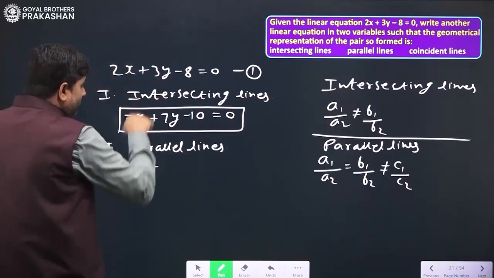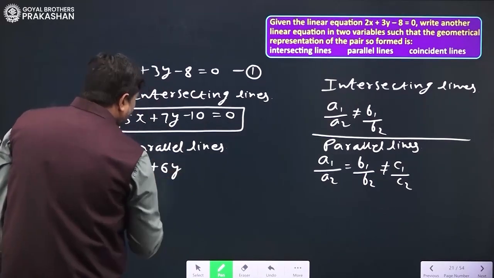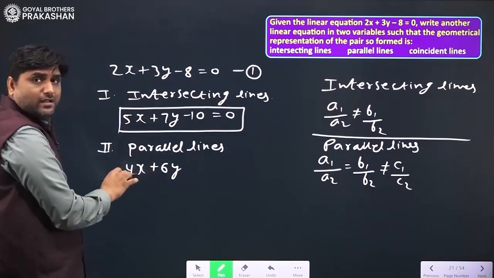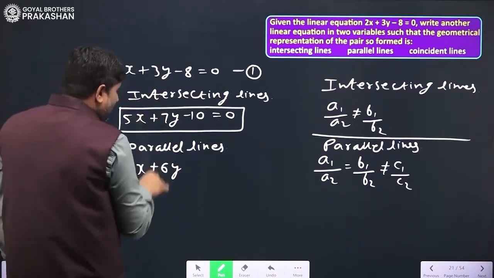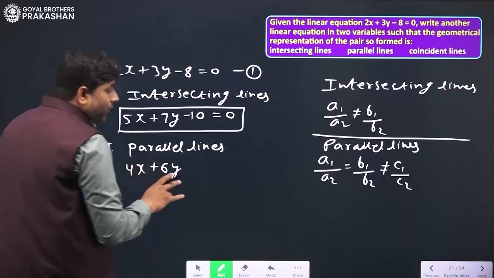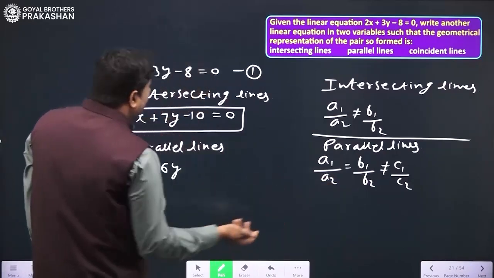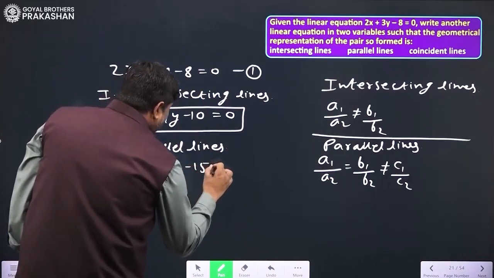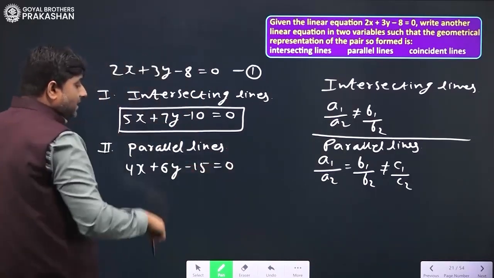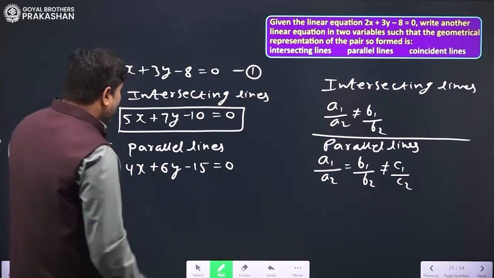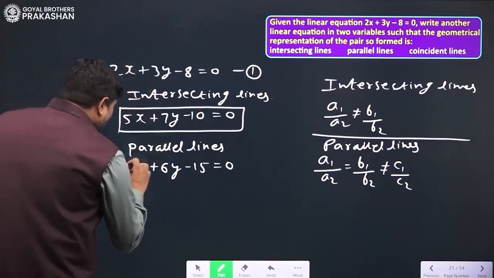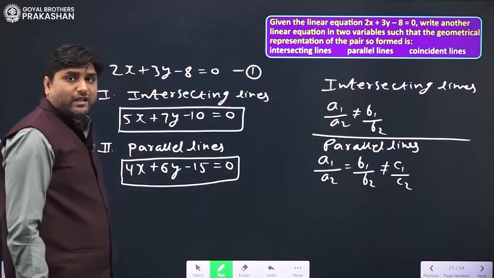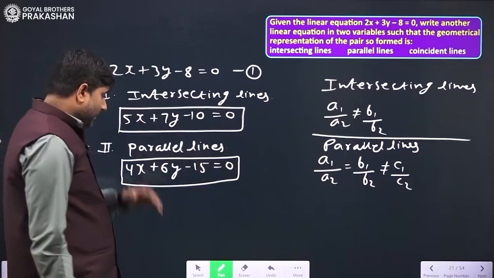So multiply 2 to 3 also. So it will be 6y. Now we can see 2 upon 4 will be 1 by 2, 3 upon 6 will be 1 by 2. It means a1 upon a2 is equal to b1 upon b2 now. But what we wish is that it should not be equal to c1 by c2. So minus 8 is there, write minus 15 equal to 0. Because minus 8 by minus 15 will not be equal to 1 by 2. So this way we have a1 upon a2 equal to b1 upon b2 but not equal to c1 upon c2. So the lines will be parallel graphically.